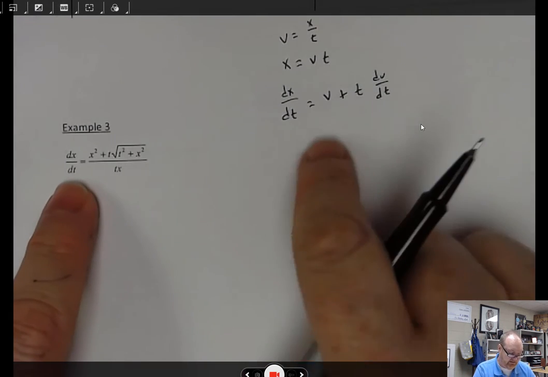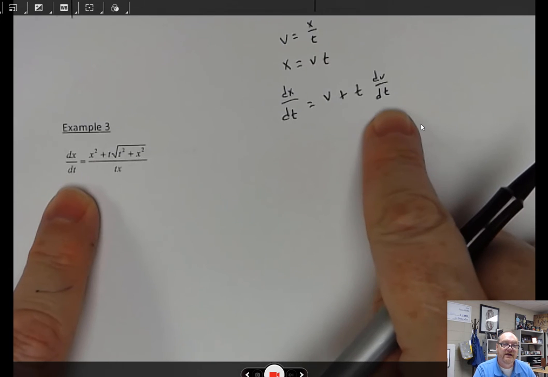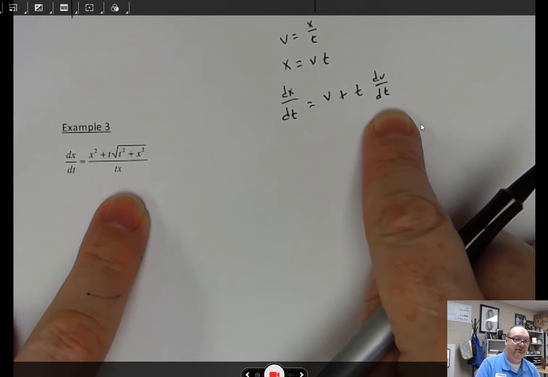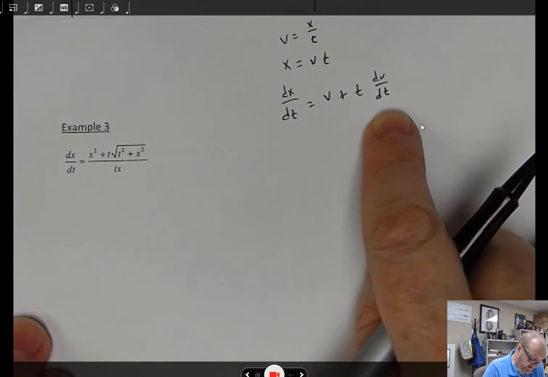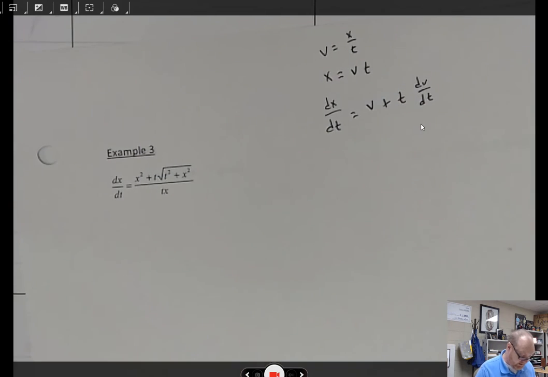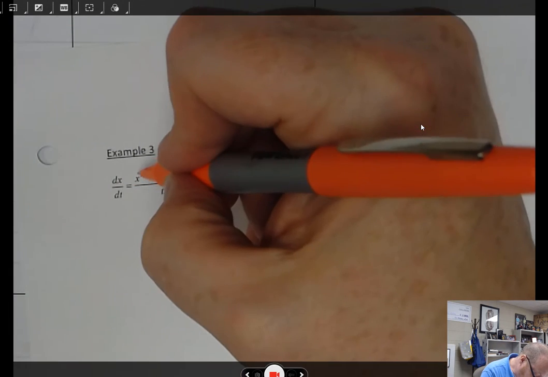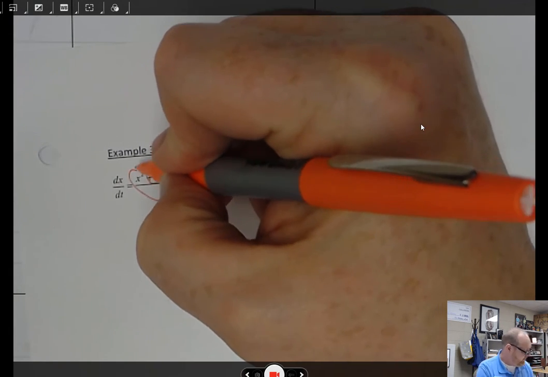So I've got a dx/dt term. I can make that substitution. It's the right-hand side that I'm concerned about. So let's see what we can come up with over there. So I'm going to split this apart into two separate fractions. There's one.